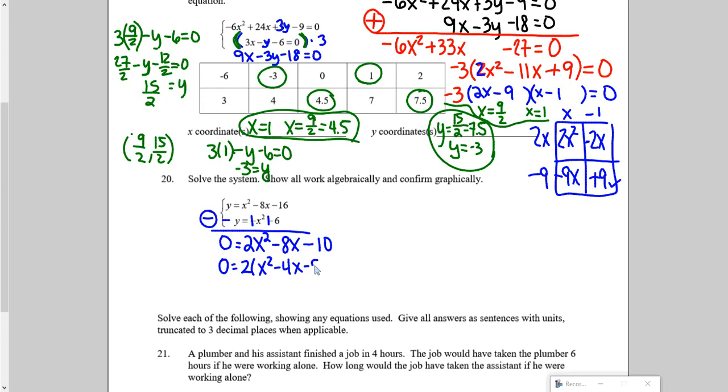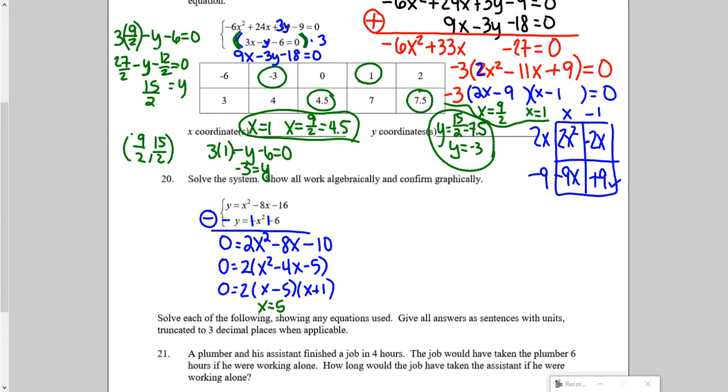What two things multiply to negative 5 and add to negative 4? That's x minus 5 and x plus 1. Set each factor equal to 0. That gives me x equals 5 and x equals negative 1.